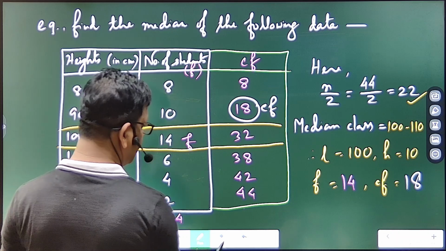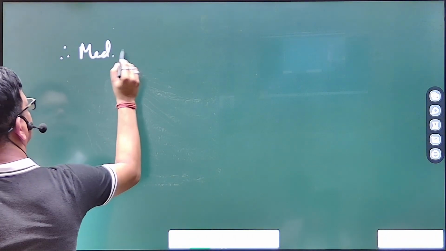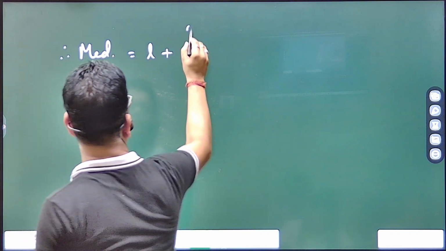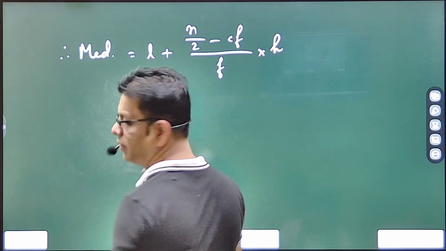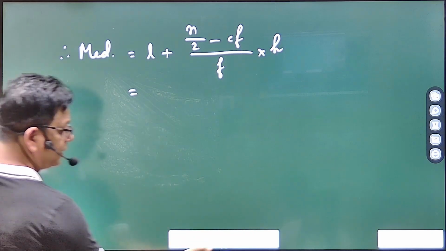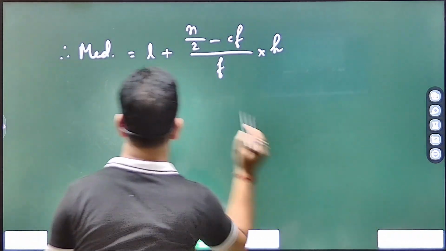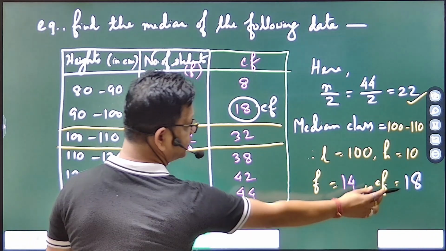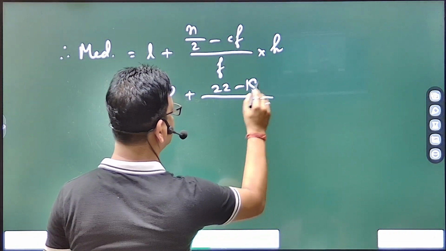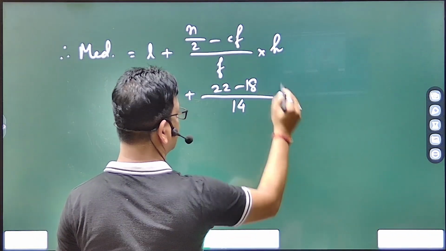Therefore, everything is ready. We just need to put it in the formula. So I'm going to the next page. Therefore, median equals L plus N by 2 minus CF by F into H. Okay, done? So just put it in. L is 100, H is 10, N by 2 is 22. So 100 plus, N by 2 is 22. CF, how much did you get? CF is 18. The frequency F is 14, and the class size is 10.